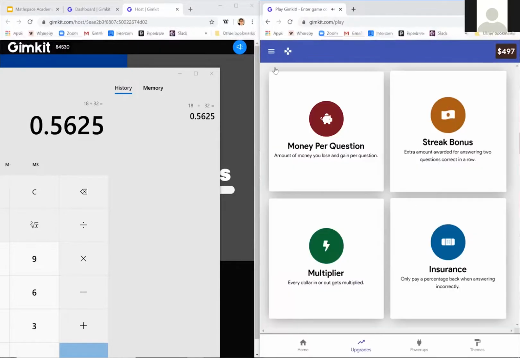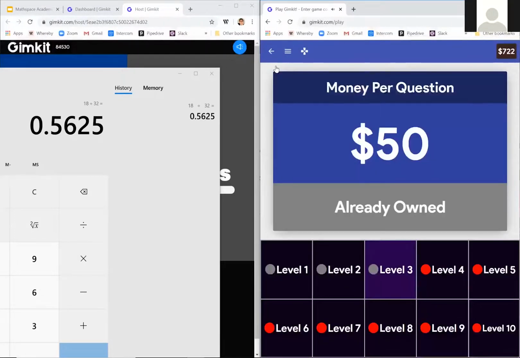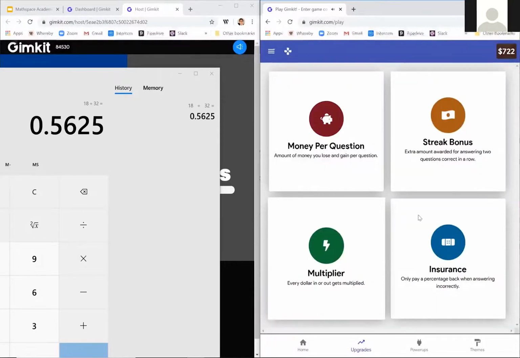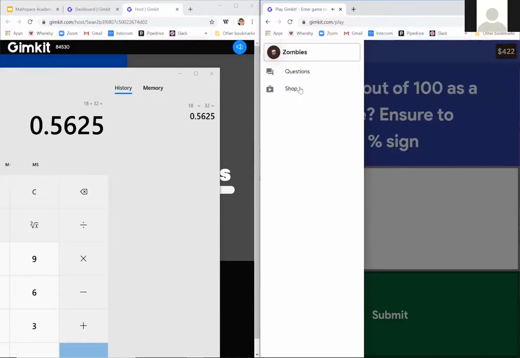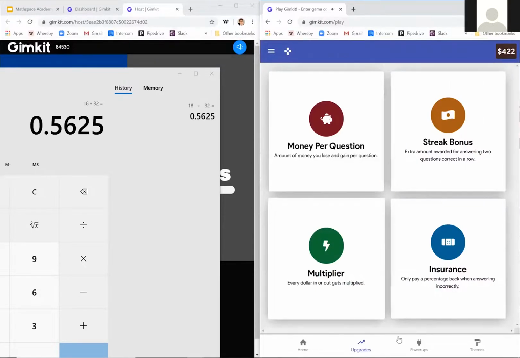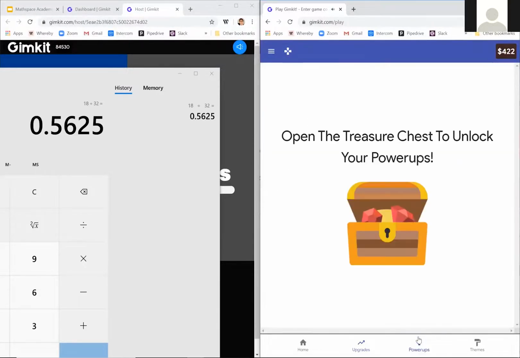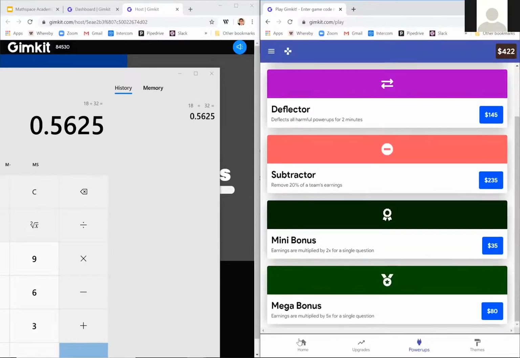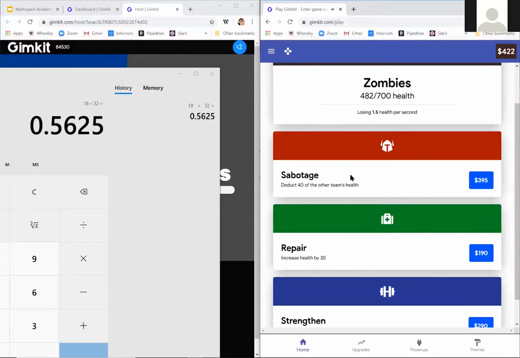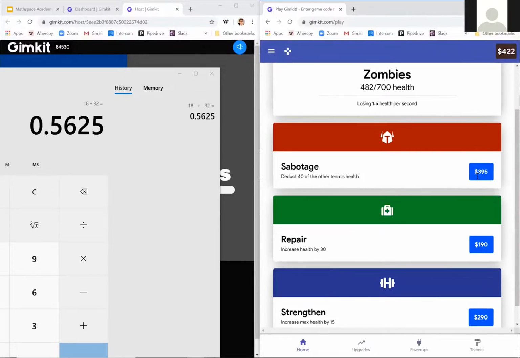Now, on a side note, in this particular game mode, I think we're meant to buy stuff to make sure the other team dies. So let me just show you, if you haven't seen it already, shops, power-ups. Ooh, open the treasure chest. What power-ups do I get? Deflector, subtractor, no, stuff that. See, look, I can sabotage the other team and get rid of 40 of their health.